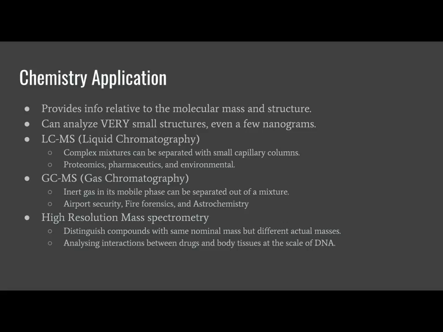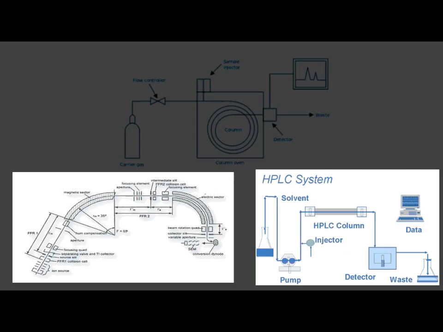High resolution mass spec can distinguish compounds with the same nominal mass but different actual masses, so things like ethane, formaldehyde, and nitric oxide. You guys got it. Go, next slide. Great. Gas, liquid, and then the other one.